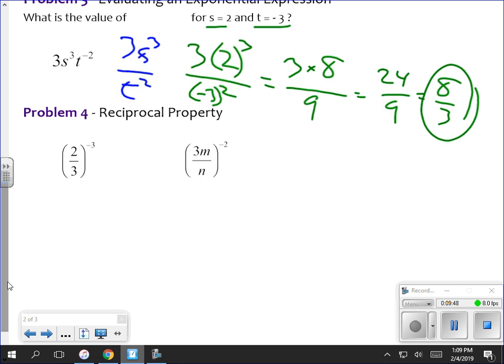Get these problems written down if you have not already. Okay, let's finish this.